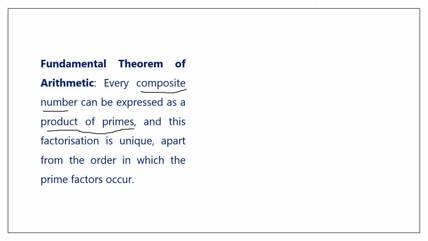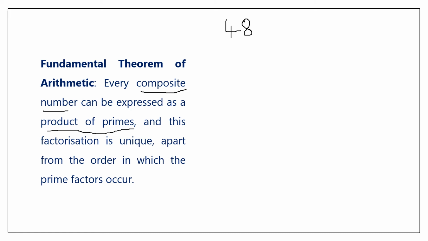I'll explain what is the meaning of this by taking one example. Let me take 48. 48 is a composite number. Now I will write this as a product of primes. To write the given composite number as a product of primes, we will use two methods. One is the factor tree method, the other one is the long division method.